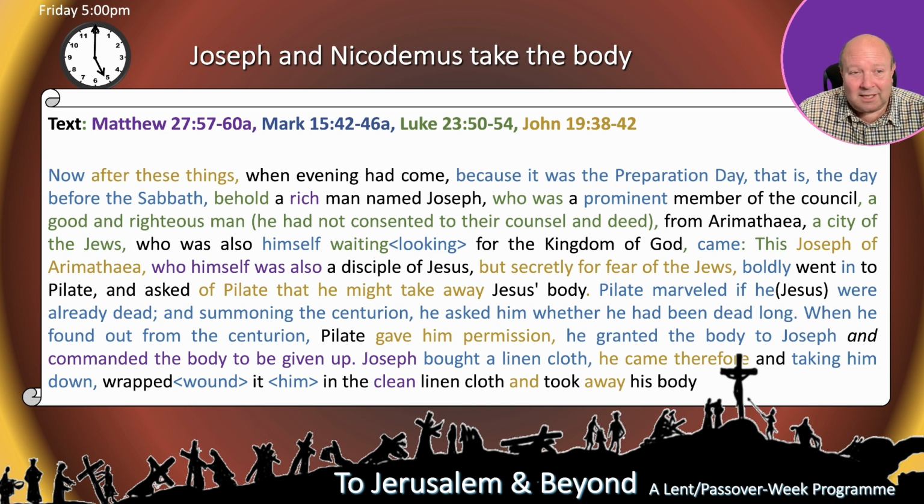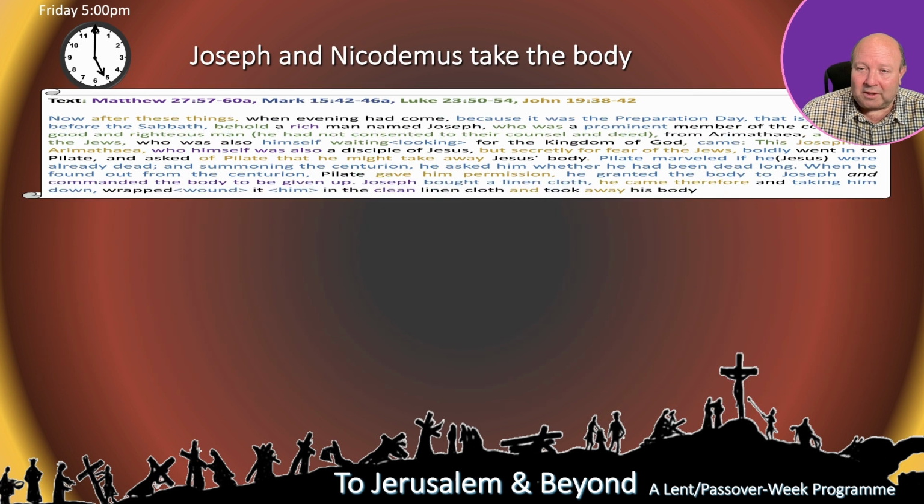Pilate marvelled that Jesus was already dead, and summoning the centurion, asked if he had been dead long. And when he found out from the centurion, Pilate gave permission and granted the body to Joseph and commanded the body to be given up. So Joseph bought linen cloth, taking him, he wrapped him in the clean linen cloth and took the body away.